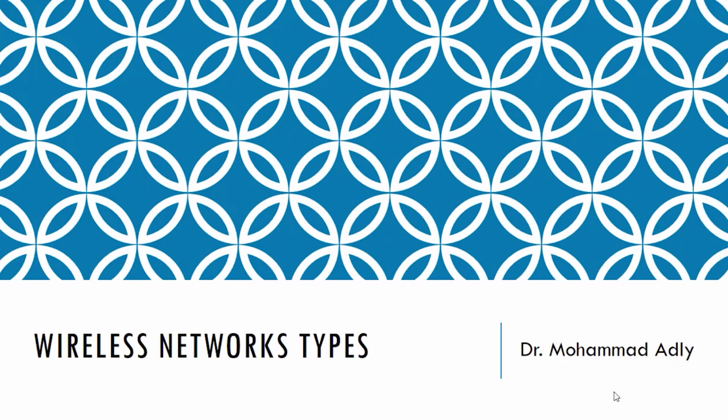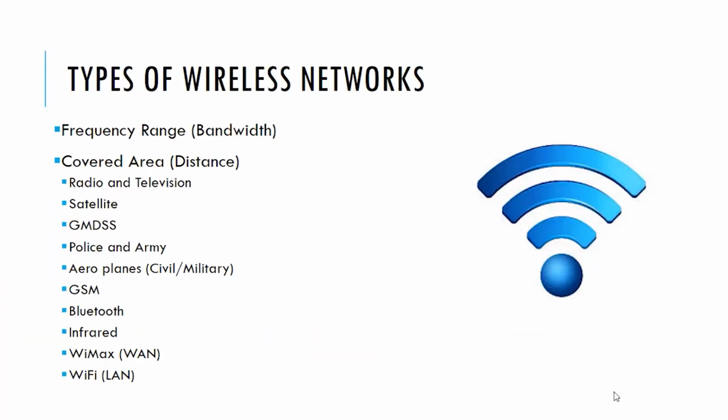Now let's take a look at the wireless network types. We have several types of wireless networks that are used in communications. Our course will focus on the Wi-Fi network, but we can explore some types of wireless networks that can be used in connecting devices and communicating them to the internet.